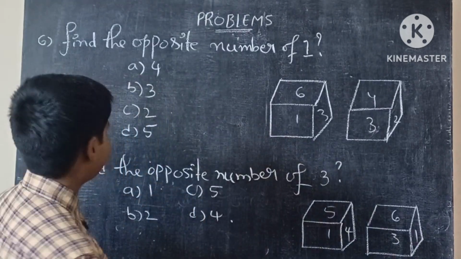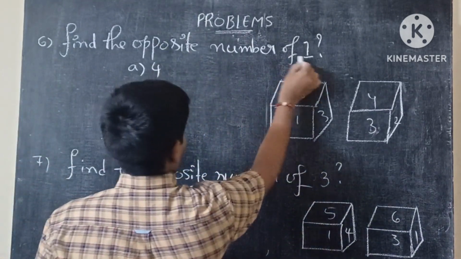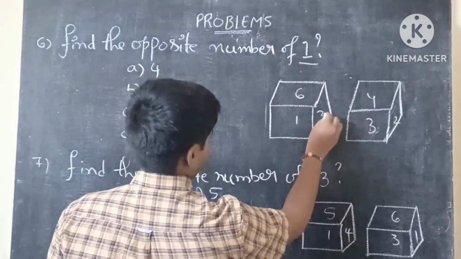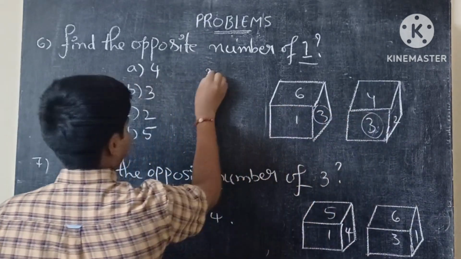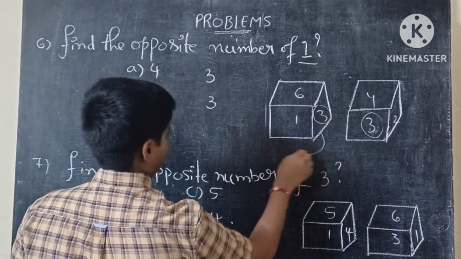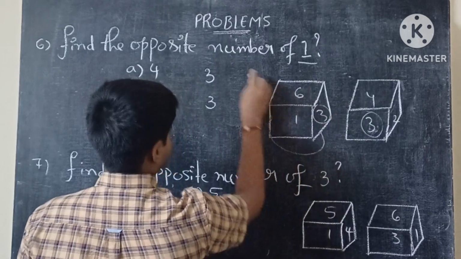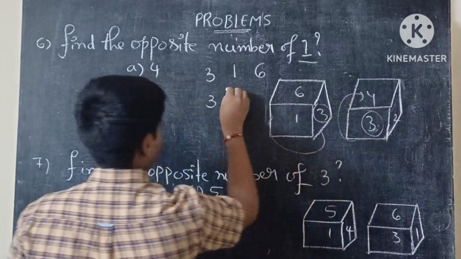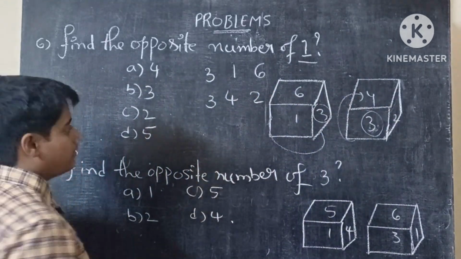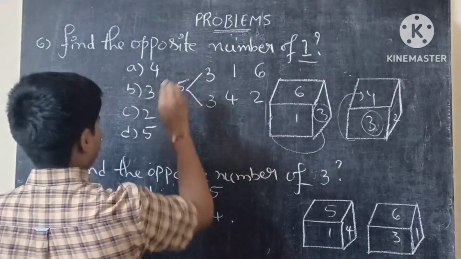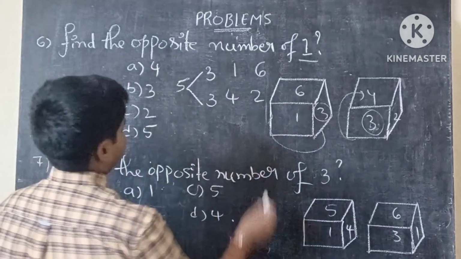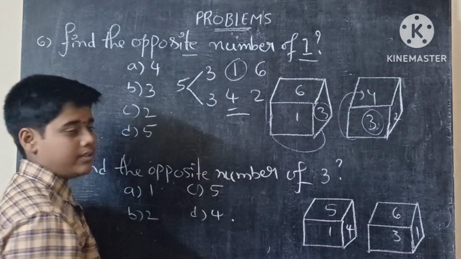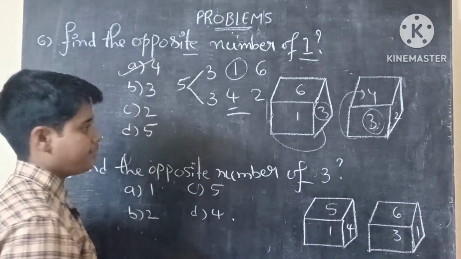Okay, if you see the sixth question, find the opposite number of 1. Here first we have to take the common number. The common number is 3. So write 3 3, and the clockwise numbers 3 1 6, 3 1 6, and the clockwise numbers 3 4 2, 3 4 2. Okay, so the remaining number is 5. Like this. And they are asking to find the opposite number of 1. Opposite number of 1 means 4. So here option A is the correct answer.